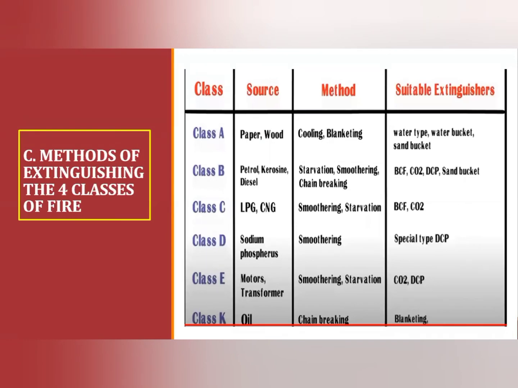So there are methods of extinguishing by knowing the classes of fire. You are able to determine what type of fire extinguishing agent you can make use of by first determining what classification of fire you are dealing with. Because if you do not determine first what classification of fire you are dealing with, there is a possibility that you might use a fire extinguishing agent that is not compatible or appropriate to deal with that classification of fire.